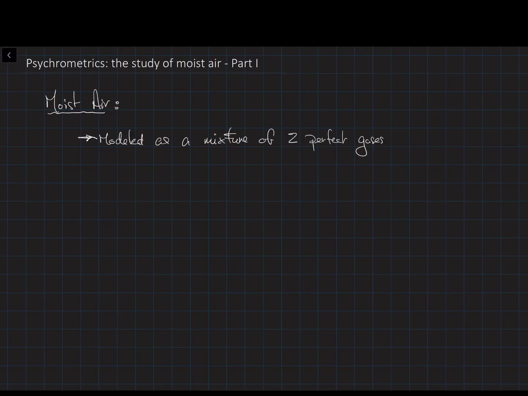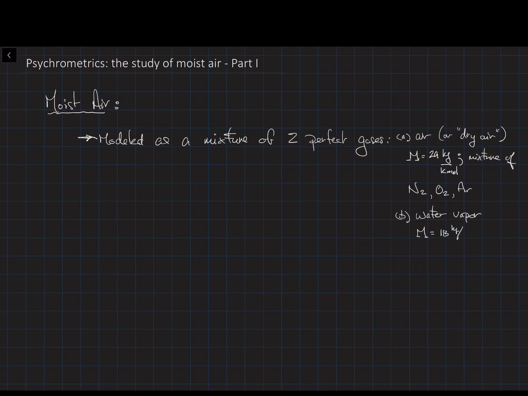Well, for the purpose of engineering analysis, this is a fluid that we're going to model as a mixture of two perfect gases as before. One of them being air, or I should say dry air, which is the stuff that we breathe, which has a molecular mass of 29 kilograms per kmol, and which constitutes a mixture of nitrogen, oxygen, and argon to some extent, although we can also truncate it to nitrogen and oxygen, as well as water vapor, which itself is like steam and is present in moist air. That's what makes the air moist, and has a molecular mass of 18 kilograms per kmol.